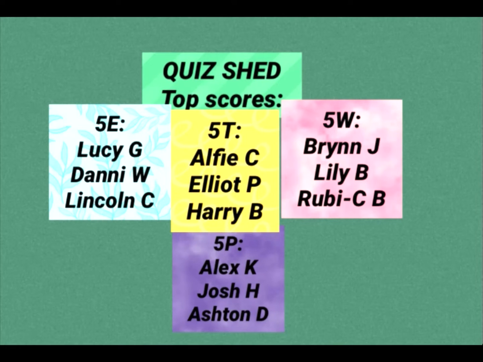I've had a look at Miss Tennyson's quiz that she sent you all, and here are the top scorers. In 5A, we have Lucy, Danny, Lincoln. In 5T, Alfie, Elliot, and Harry. 5W, Bryn, Lily, and Ruby. And in 5P, Alex, Josh, and Ashton. Well done, everybody. I'm really, really impressed. I'm going to award you all a dojo point for aspiration.